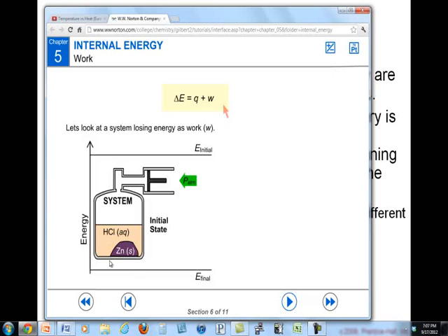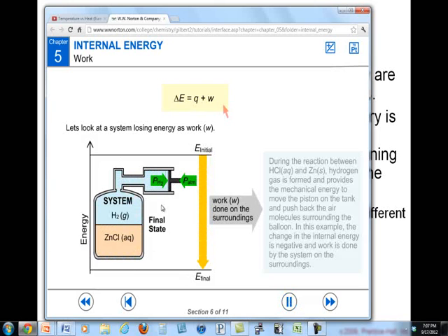Alright, so here is another system where we can look at what's happening with work. Here we have hydrochloric acid. Put a piece of metal in it, they're going to react and produce a whole bunch of hydrogen gas. That gas will expand, causing pressure on the piston and pressure being done on the surroundings. So here's work being done as a result of a chemical reaction.